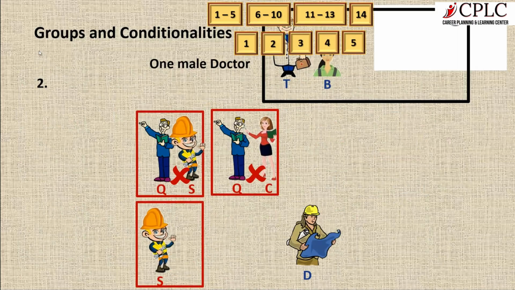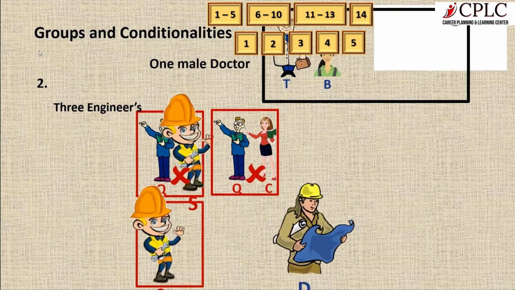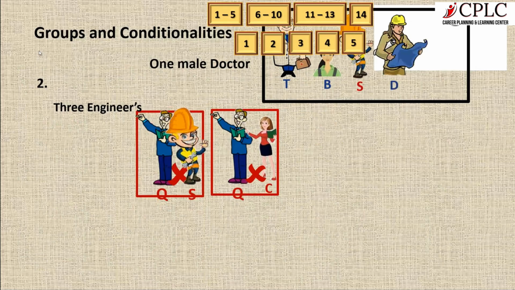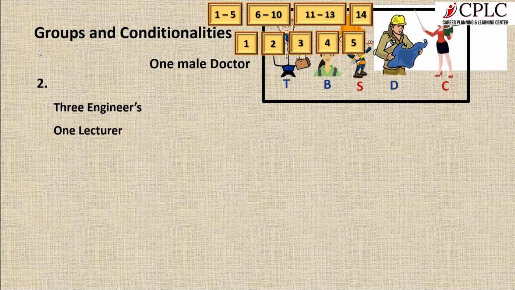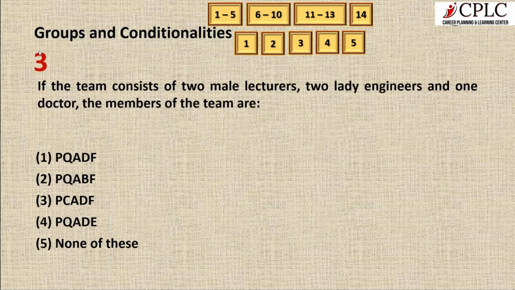Now, we are just left with these members. Further, we need three engineers. Now, B is already an engineer. There are two more engineers remaining, that is S and D, so we have to select both of them. If S is selected, Q cannot be selected. Hence, among the lecturers, we can only select C. So the team is formed. Moving to the next question. If the team consists of two male lecturers, two lady engineers, and one doctor, the members of the team are.